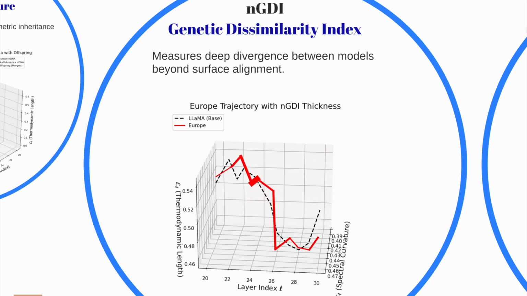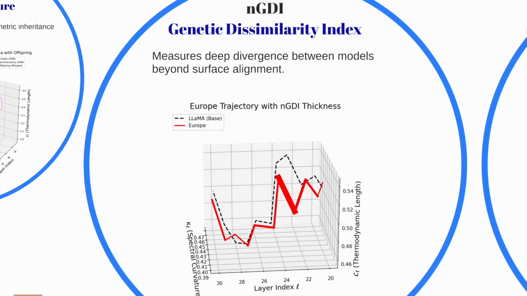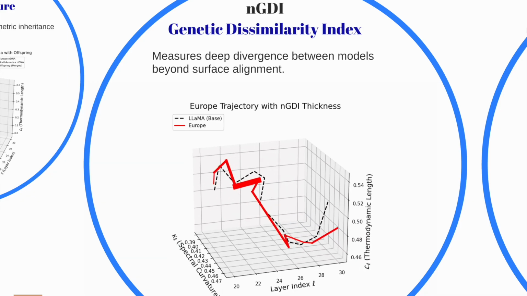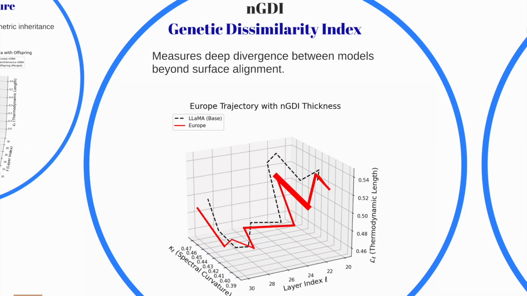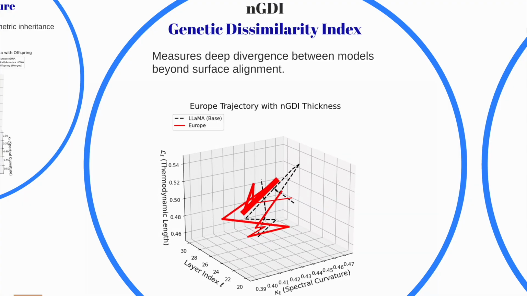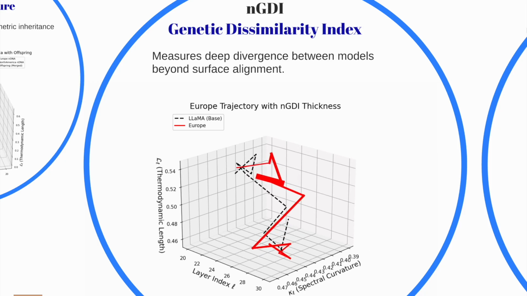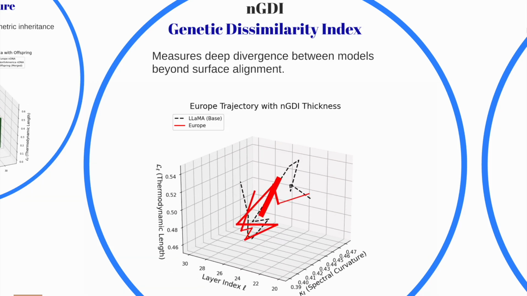Europe versus llama base. Early layers: the red path is thin, token and shape encoders remain broadly compatible. Middle layers, roughly 23 to 27: thickness spikes while curvature and length shift. This is the primary divergence zone where Europe's cultural priors reshape the manifold. Late layers: the path thins somewhat but keeps pockets of thickness around sharp turns, signaling residual differences in decision-level steering.